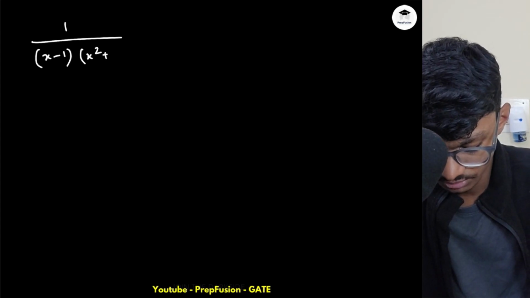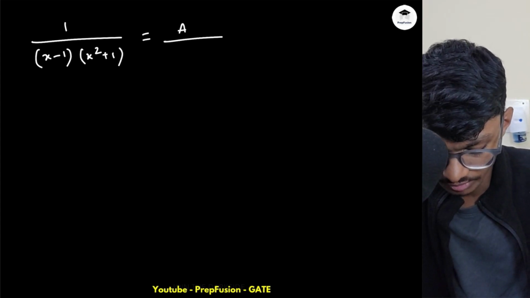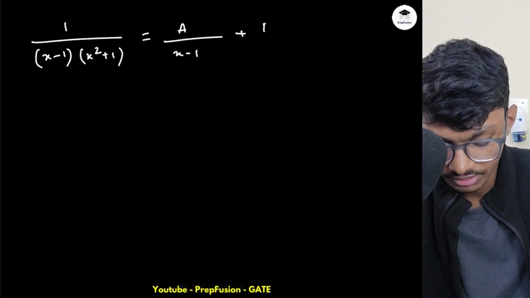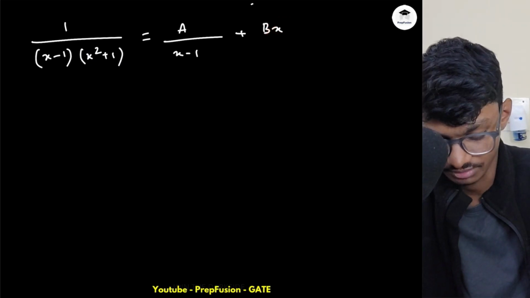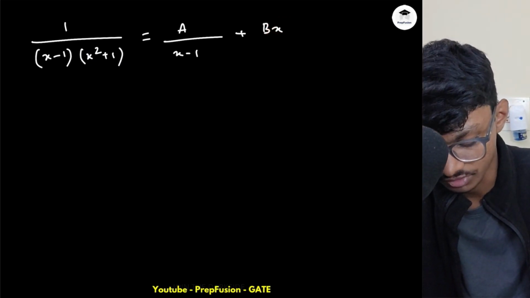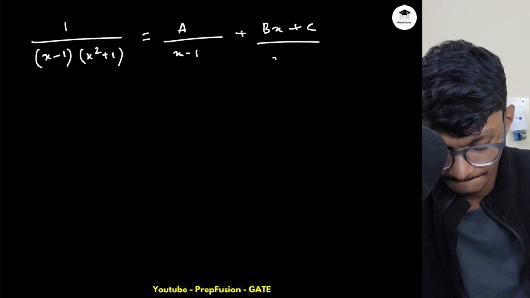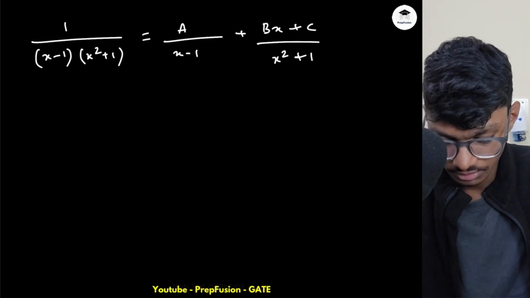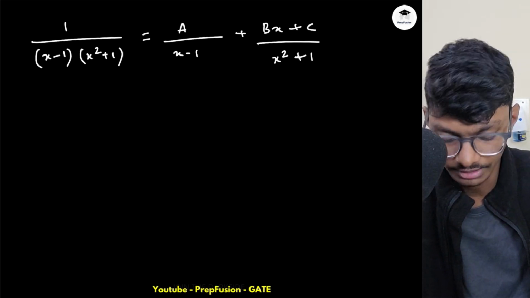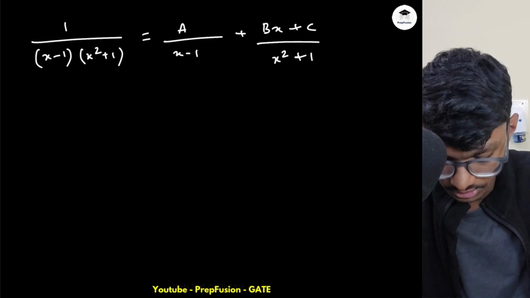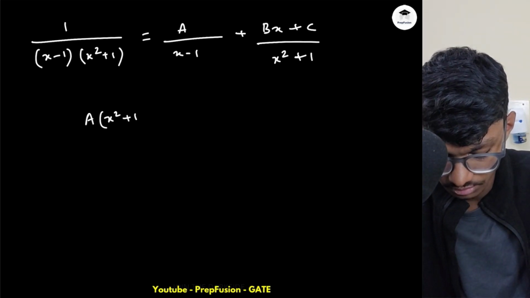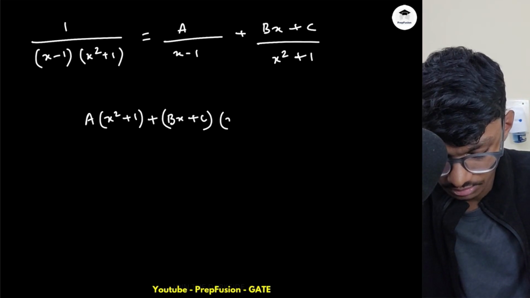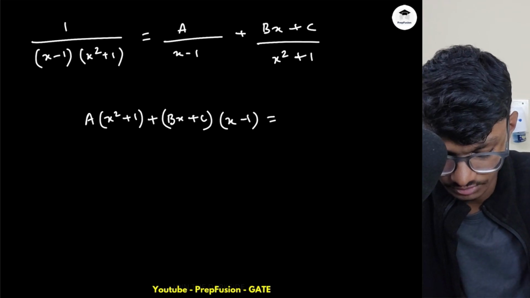into x square plus 1 equals, this will be simple, a over x minus 1, and as this has second order, I will have to take two coefficients, one with the x and one constant. So this is the method that we use: bx plus c divided by x square plus 1. Now if I multiply x minus 1 into x square plus 1 on both sides, I will get a into x square plus 1 plus bx plus c into x minus 1.